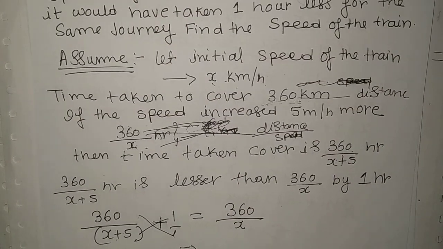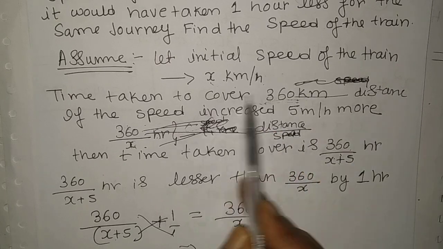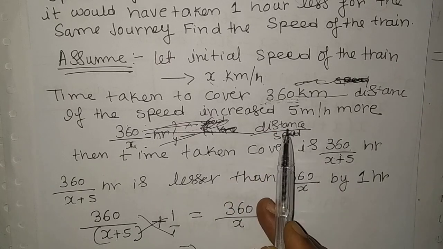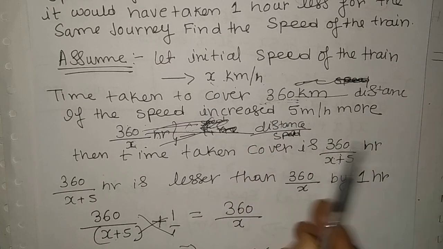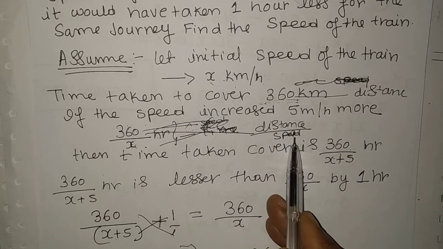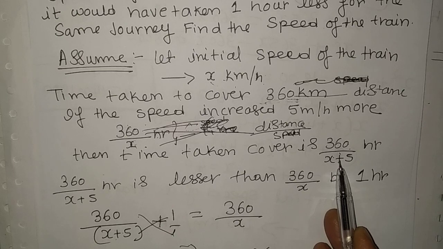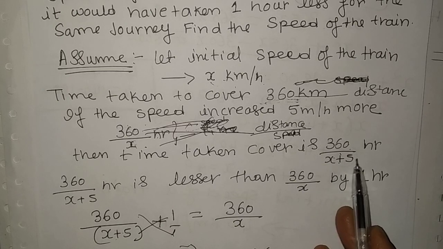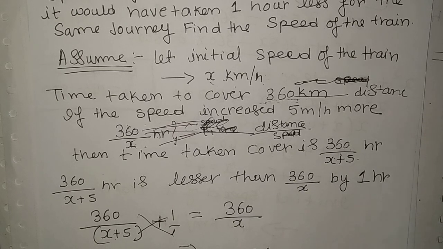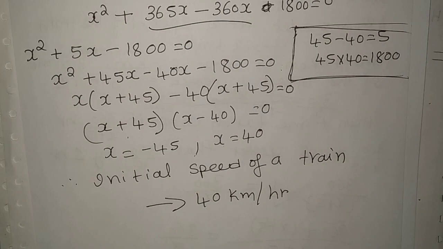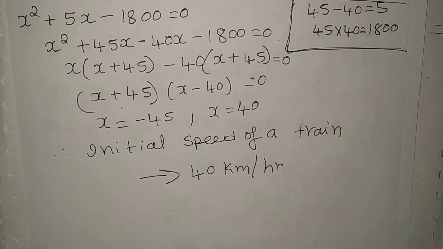So what is this initial speed? We assumed the speed as x, then we took distance by speed. Here the speed has been increased by 5 kilometers per hour. Then we simplified this, and finally we got the answer 40 kilometers per hour. So we move on to the next question.